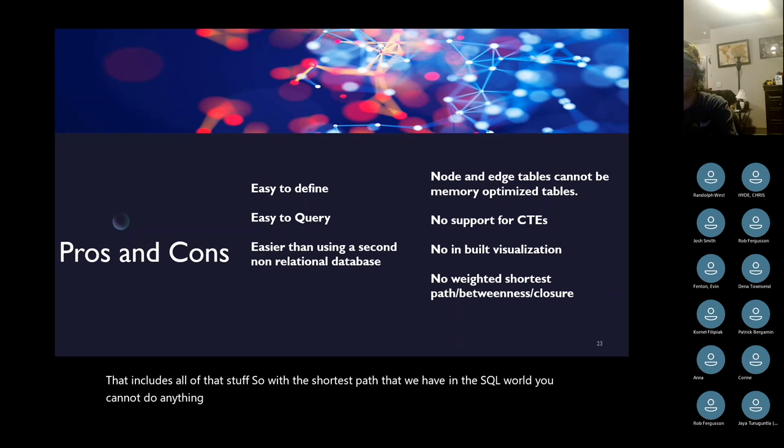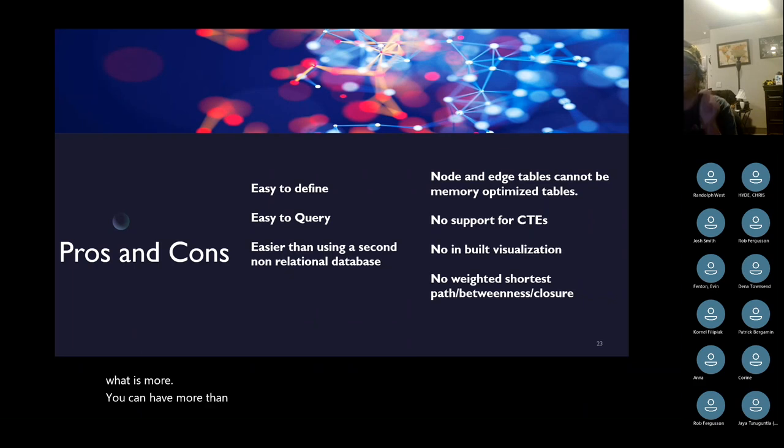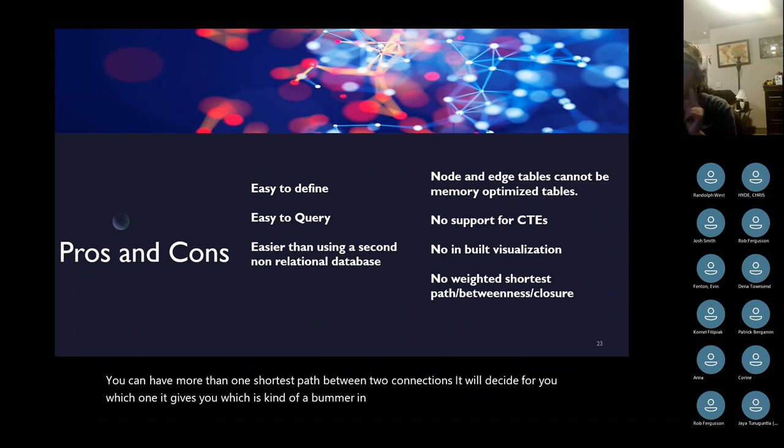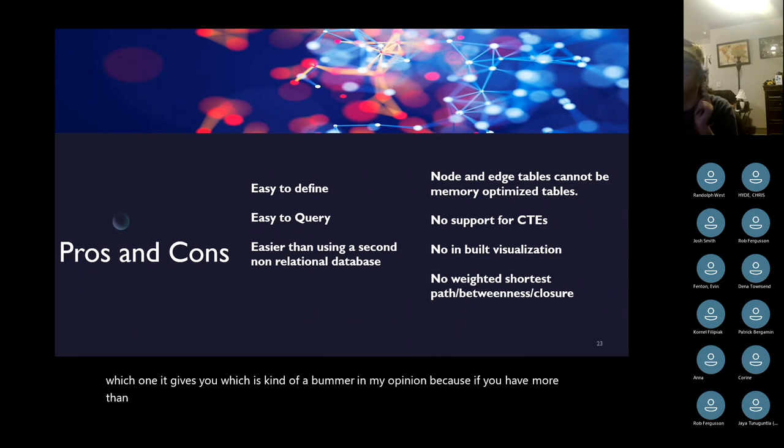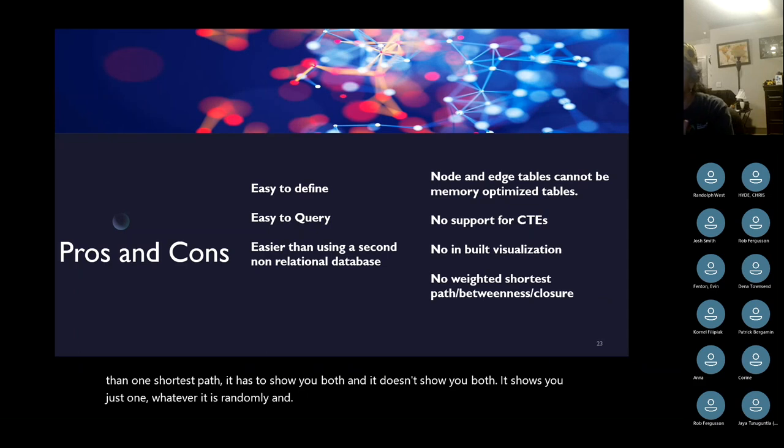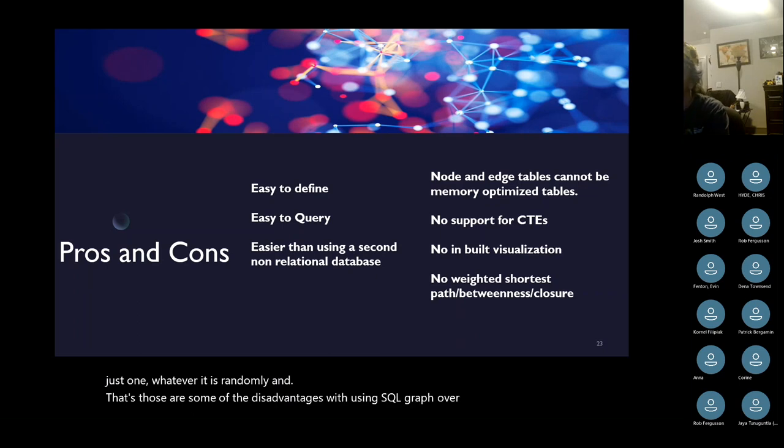You cannot attach any weights to it. It just gives you what it gives you. And what is more, you can have more than one shortest path between two connections. It will decide for you which one it gives you, which is kind of a bummer in my opinion. Because if you have more than one shortest path, it has to show you both. And it doesn't show you both. It shows you just one, whatever it is, randomly. Those are some of the disadvantages of using SQL Graph over other graph models.